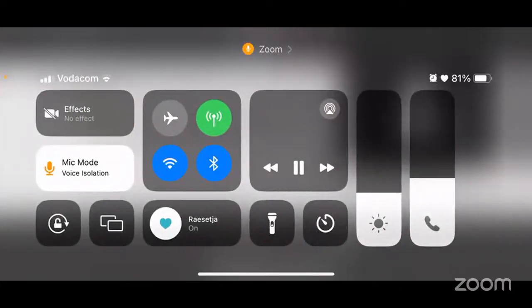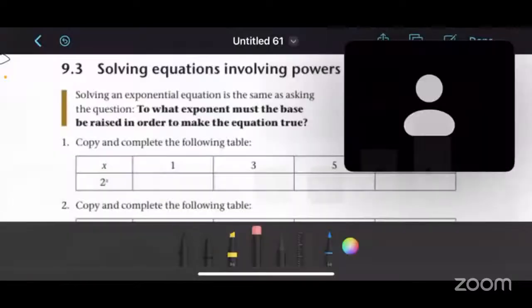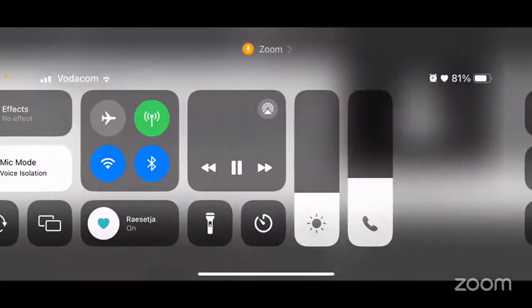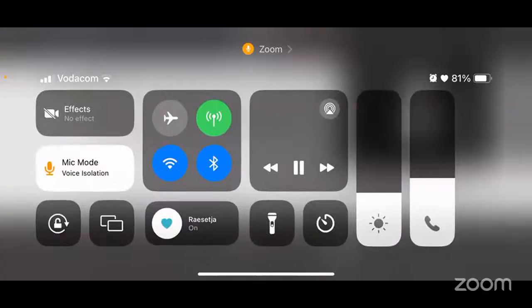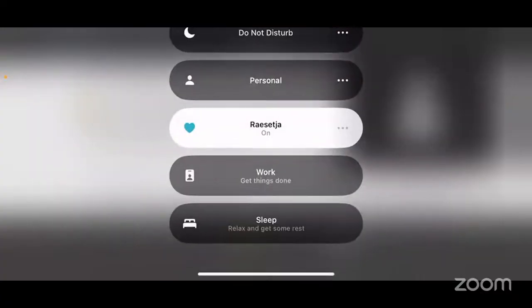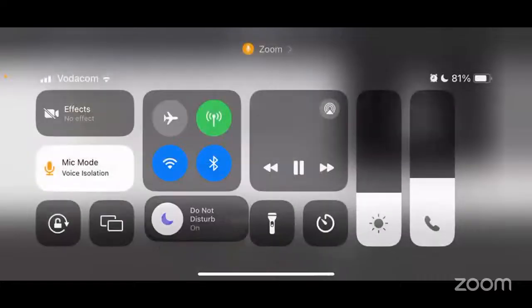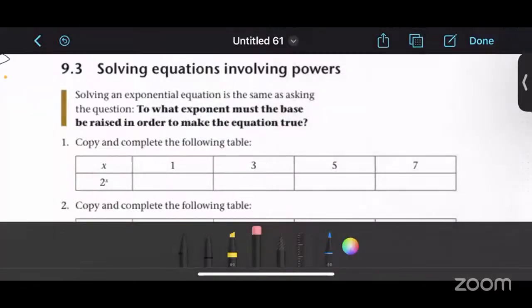I'm going to bring back my screen there. Or are you able to see? Yes. Okay. Okay, no problem. Are you able to see when I do my settings? Yes, ma'am. Okay.